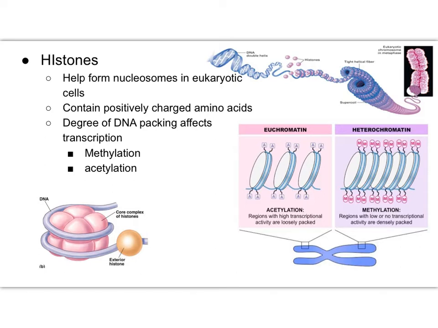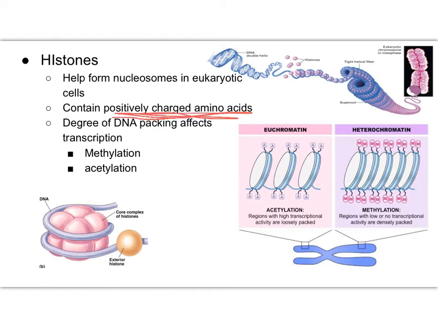So looking a little bit closer at those histones, we're going to look at how we can wrap around it versus encourage it not to wrap around it. So again, the histone is that protein bead that the DNA is wrapping around to help form the nucleosome. This is in eukaryotic cells. Okay? Those histones have positively charged amino acids in them.